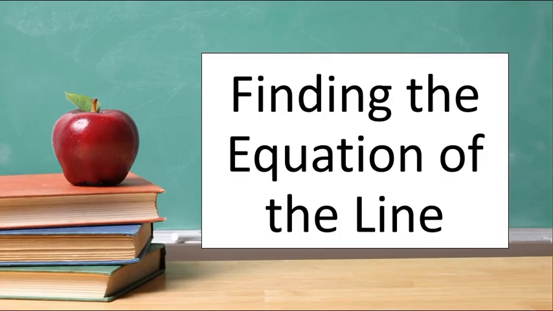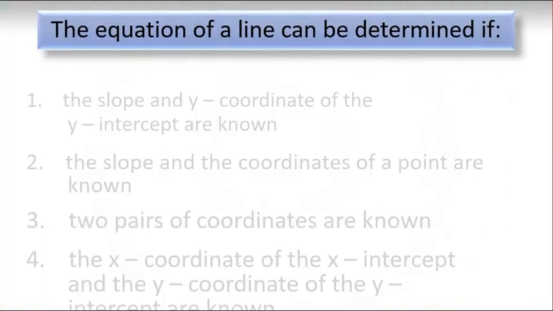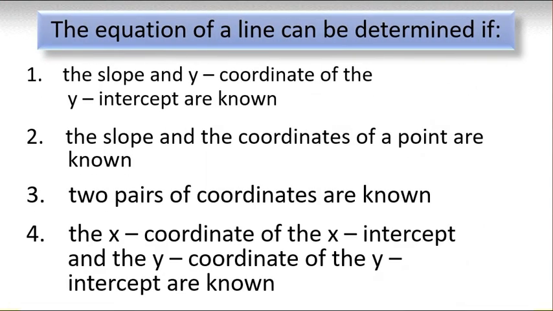Good day everyone, today's topic is about finding the equation of the line. Remember that the equation of the line can be determined if number 1, the slope and the y-coordinate of the y-intercept are known. Number 2, the slope and the coordinates of a point are known. Number 3, two pairs of coordinates are known. And number 4, the x-coordinate of the x-intercept and the y-coordinate of the y-intercept are known.